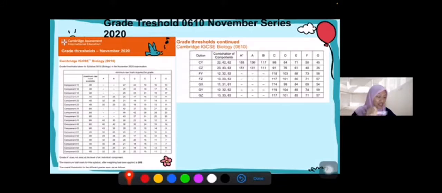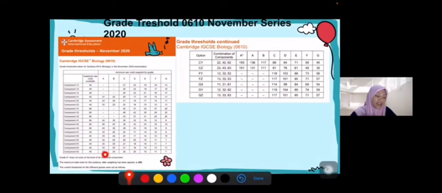Untuk kita variant 3. So see, here component 2, 3, maximum raw mark is 40. To get grade A for this component, you kena betul 30 soalan out of 40. Senang je. Okay. Then ada komponen 4, 3 ni total mark dia 80 macam yang I explain tadi. To get A, you must be able to get 43 daripada 80. And then component 6, 3, maximum raw mark dia is 40. To get A, kena score 32.